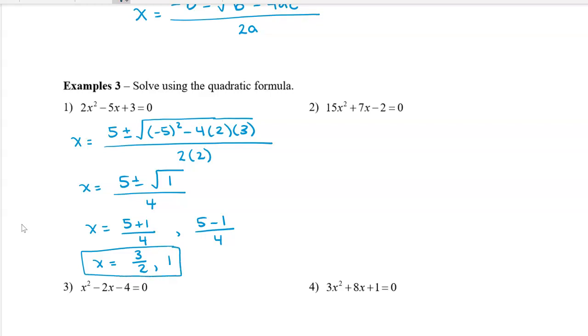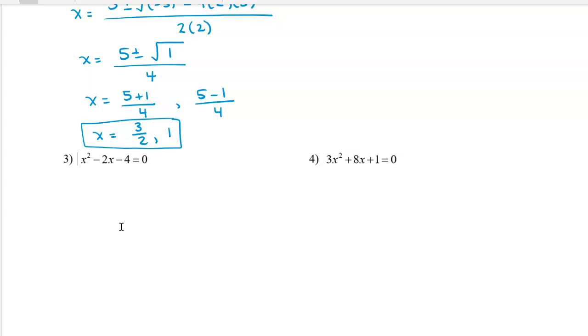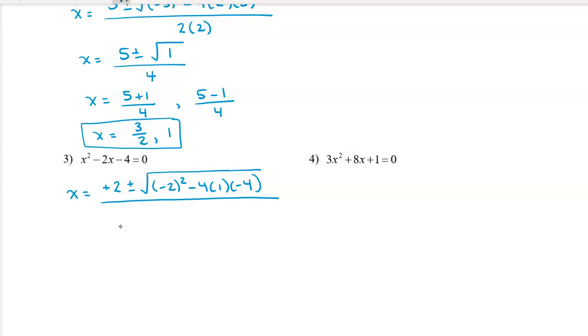All right, let's try another one together. I'm actually going to jump down to number 3 here. So again, we're going to go x equals, so negative 2, so it's positive 2 plus or minus the square root of b squared, so negative 2 squared minus 4 times 1 times negative 4. I'll draw my square root symbol longer. All of that will be divided by 2 times 1.